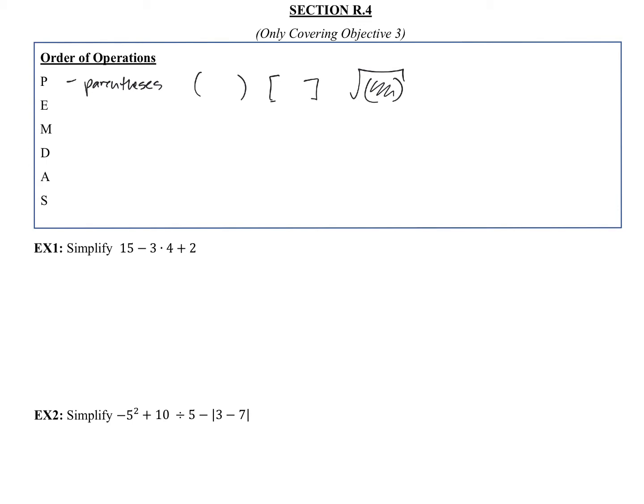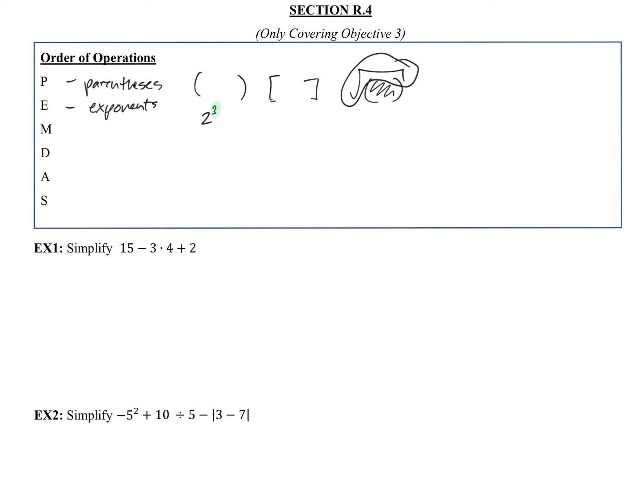And then we have E. E stands for exponents. So exponents, square roots would fall into that category as well, or anything to some power. So for example, if I had 2 to the third power, the 3 is called the exponent.